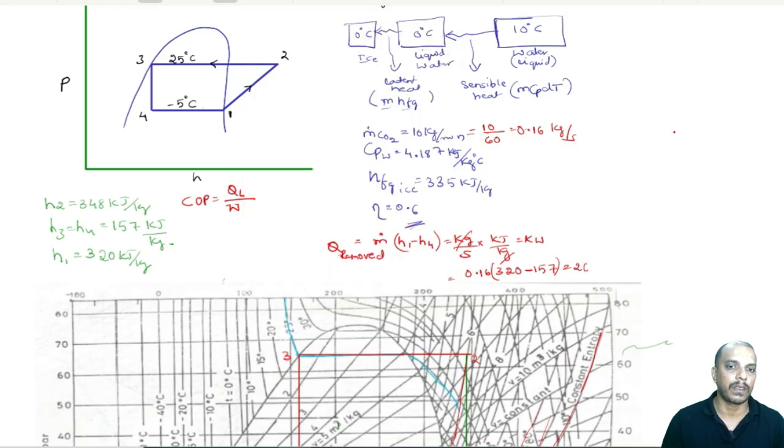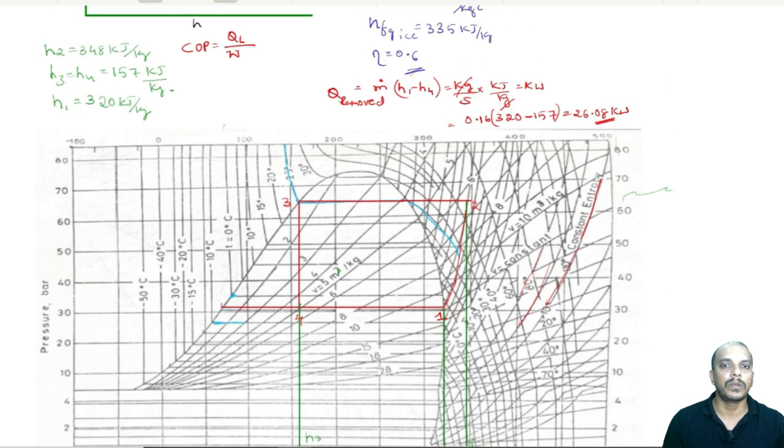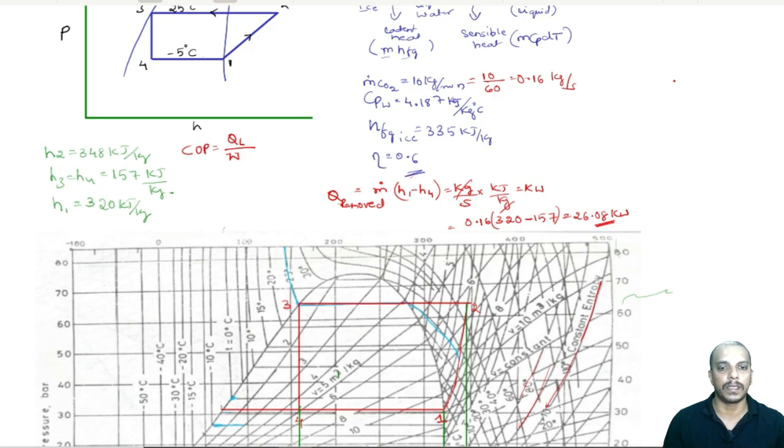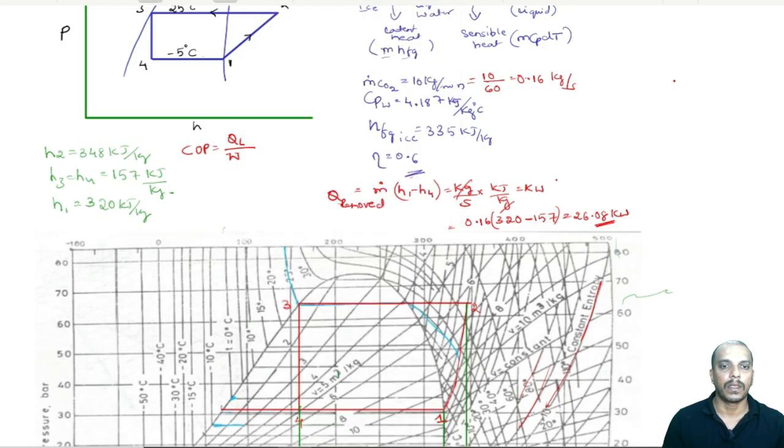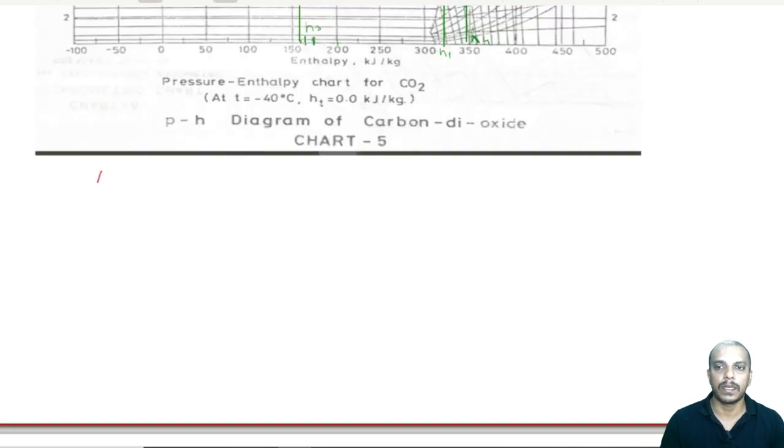26.08 kilowatt. Now we have been given that the efficiency is only 0.6. That means we cannot remove this much heat, we can remove only 60% of this heat. So that will be 0.6 multiplied by 26.08, which is 15.648 kilowatt.